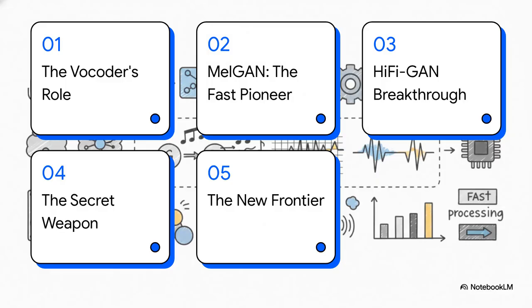All right, so here's how we're going to break this down. First, we'll talk about why this whole vocoder thing is so tricky. Then we'll meet the OG GAN, the one that brought the speed. After that, we'll get into Hi-Fi GAN, which was the huge breakthrough for quality. We're even going to uncover its secret weapon. And finally, we'll take a quick peek at what's happening now on the new frontier.